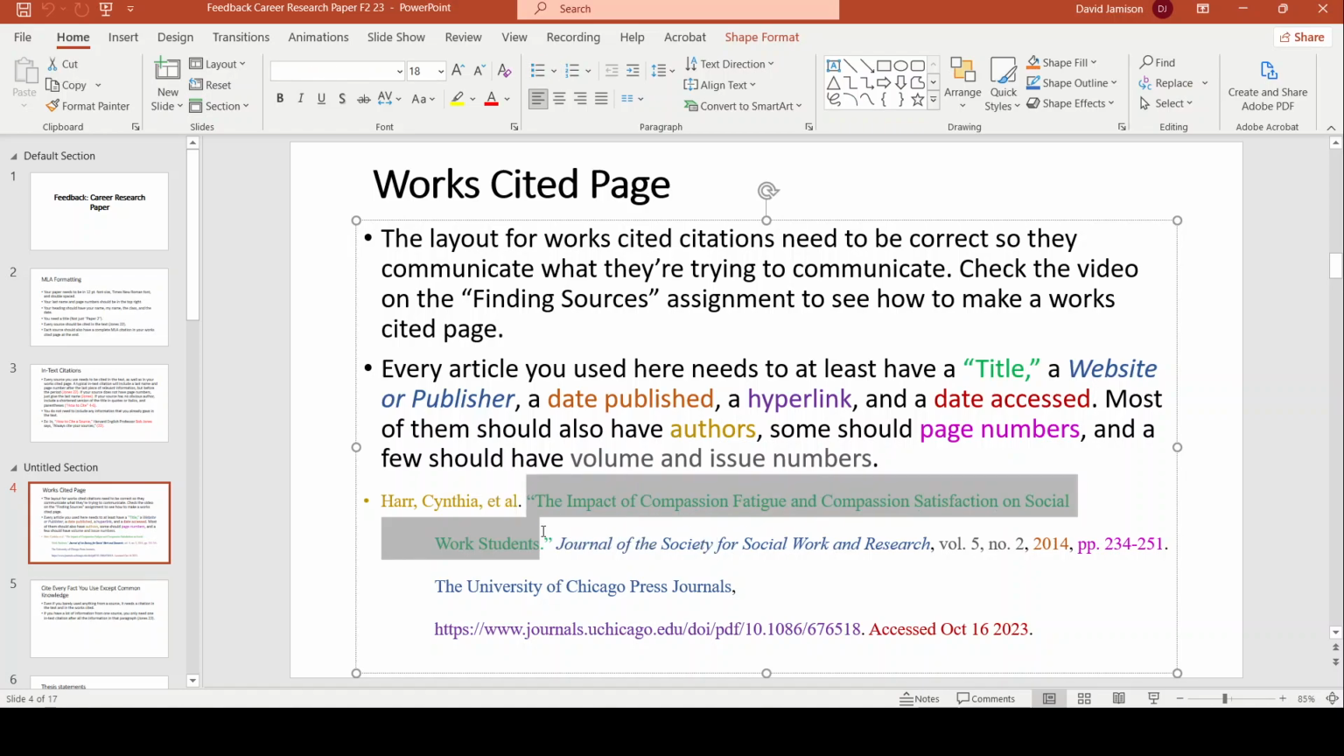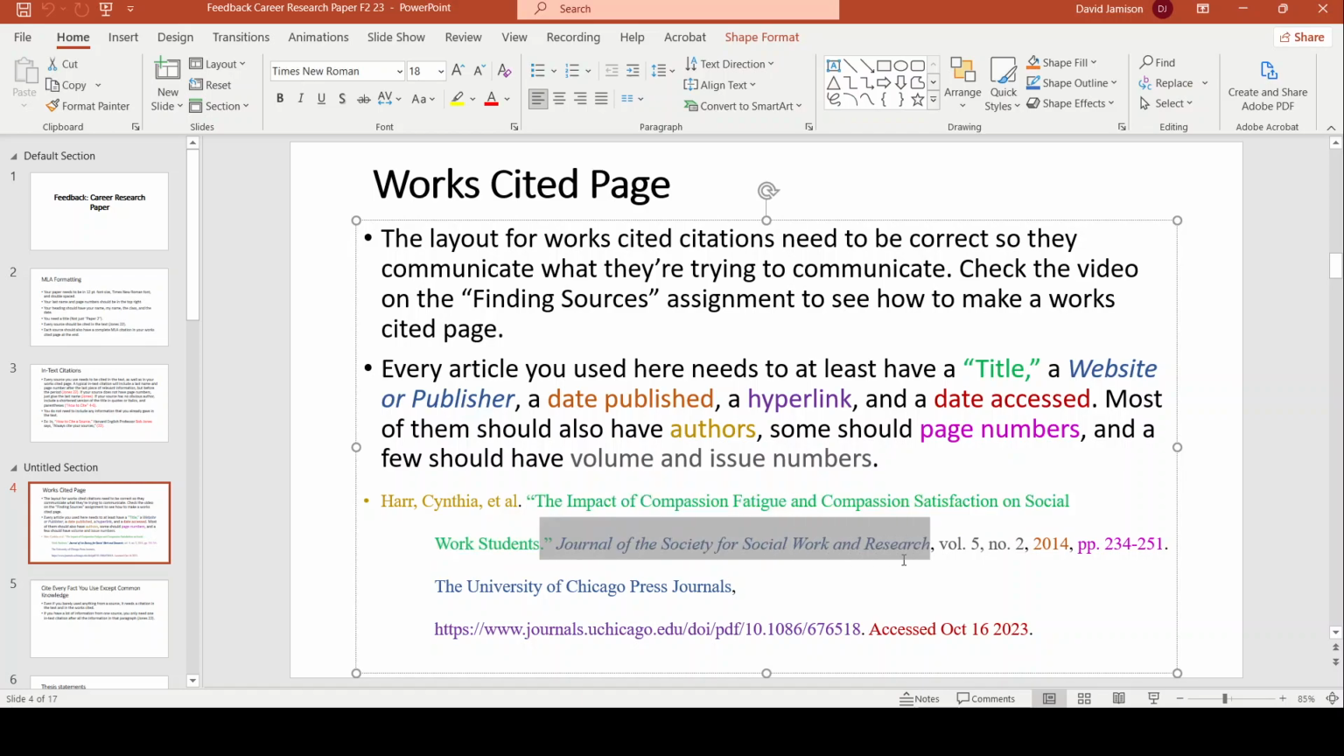This is the full title in green. This is the article title, volume and issue number, the date it was published, and the pages it was on. This is with the publishing organization. If it's different than the journal, you put a different organization. And then down here is a hyperlink and the date accessed. This is the day that you looked it up.